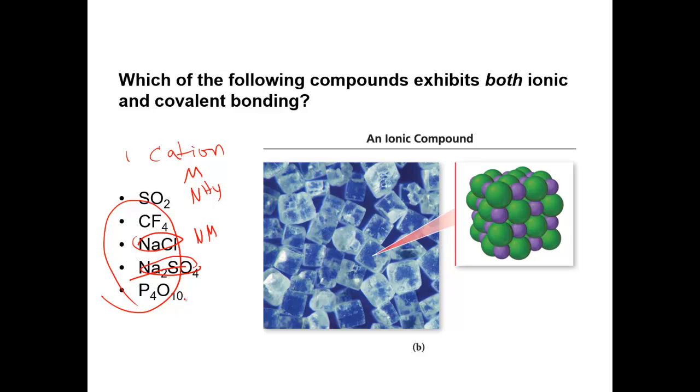If you're looking for something that's both ionic and covalent, it's always going to be something that has a polyatomic ion in it. Because if you think about the sulfate, its structure is something like this, with covalent bonds, and then you're going to have the sodium plus, so this is the negative ion and positive ion. These are covalent bonds, and this is an ionic bond. Okay, so anything that has both is going to have a polyatomic ion in it.